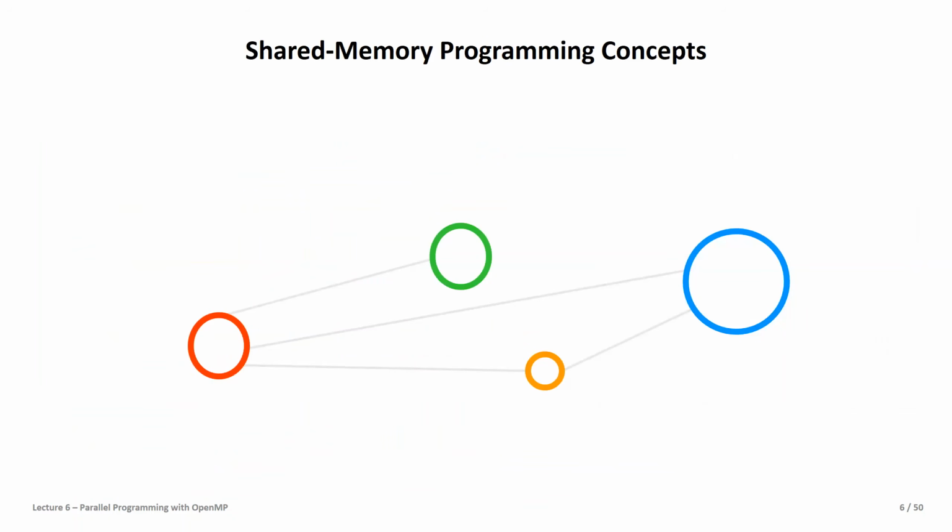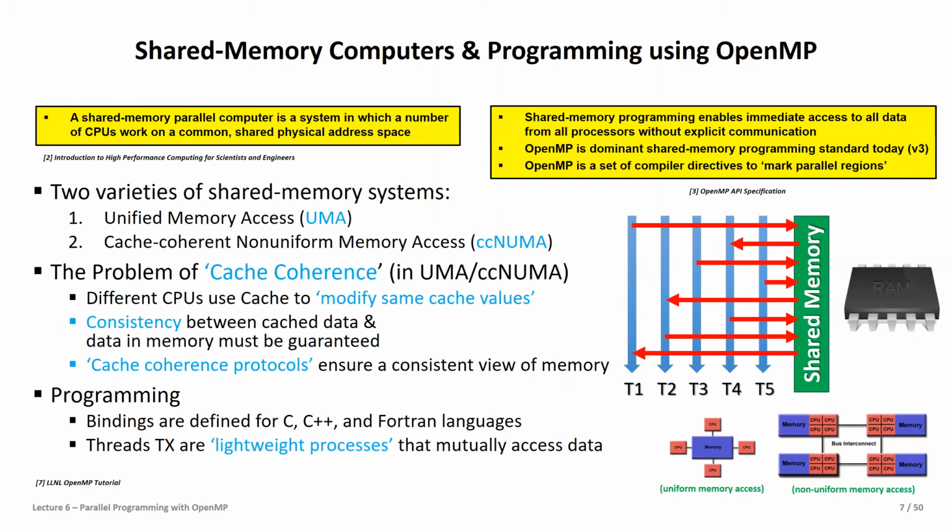So let's see what shared memory is about. What are the programming concepts? Here you see basically the two varieties that shared memory systems can have. We call them the unified memory access, UMA, and the cache coherent non-uniform memory access, called CC-NUMA.